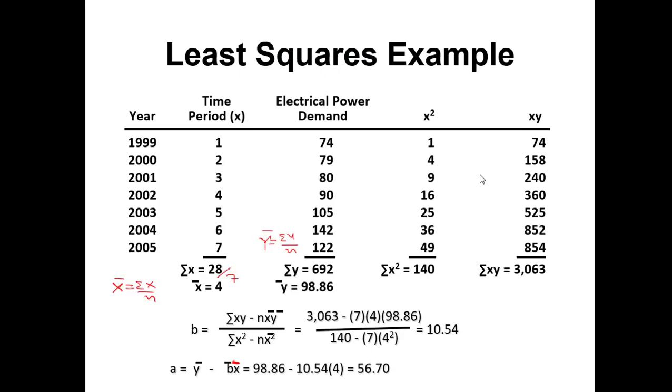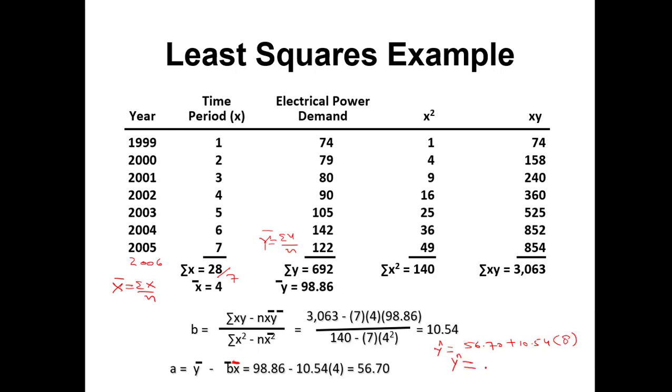The forecast for 2006, I'm just writing this, and we have already calculated y is equal to 56.70 plus 10.54 times the period. For 2006 it will be 8, because we have 7 periods. What will be the forecast for the 8th period? The 8th period will be 2006. So we just need to write this 8, and then you need to calculate.